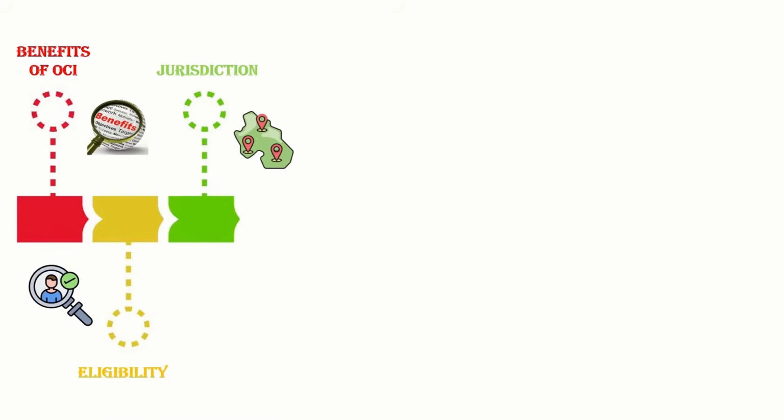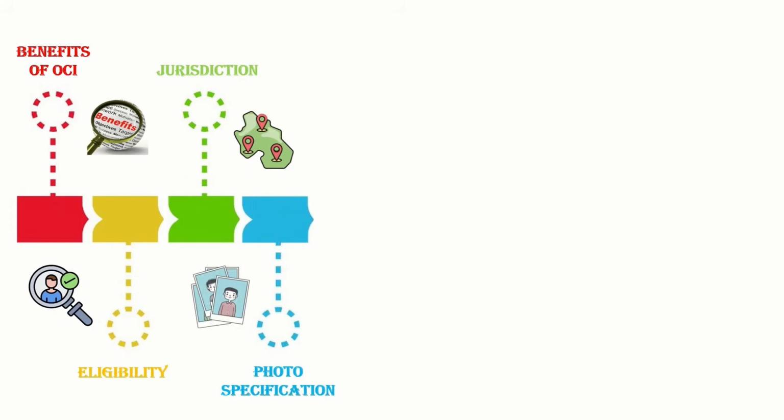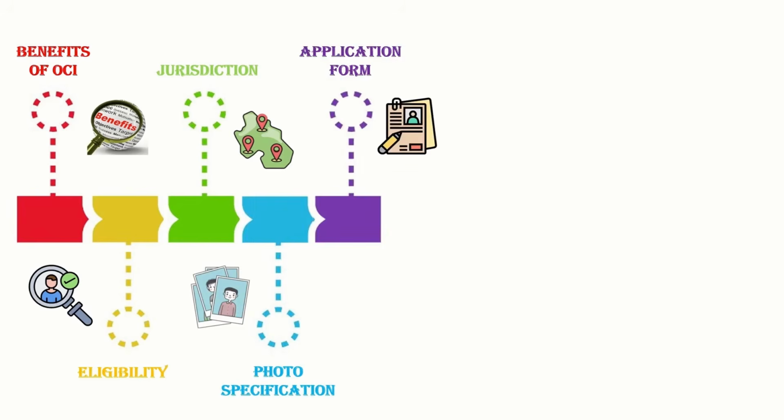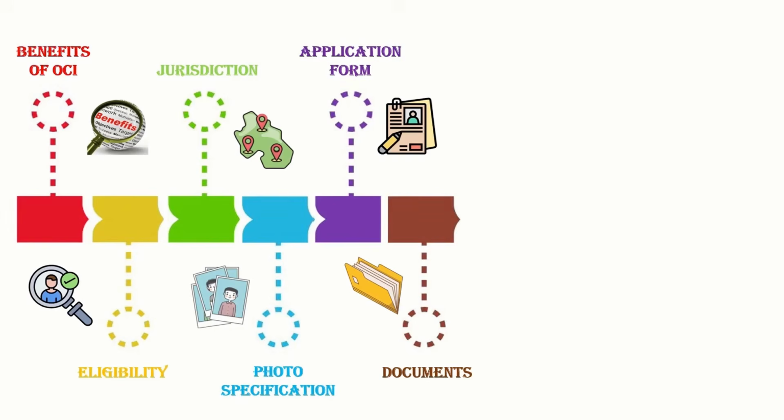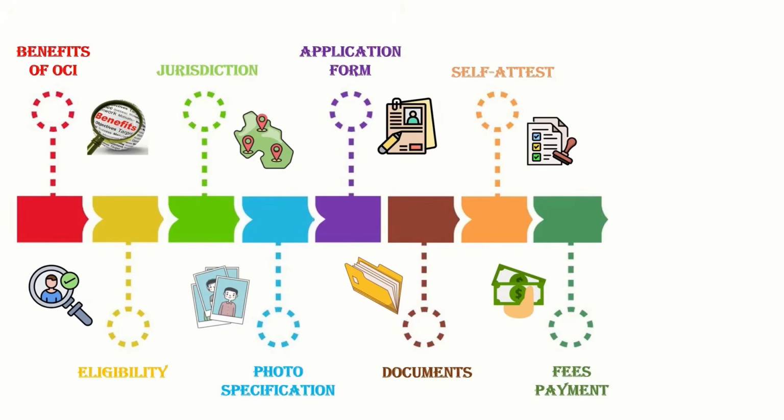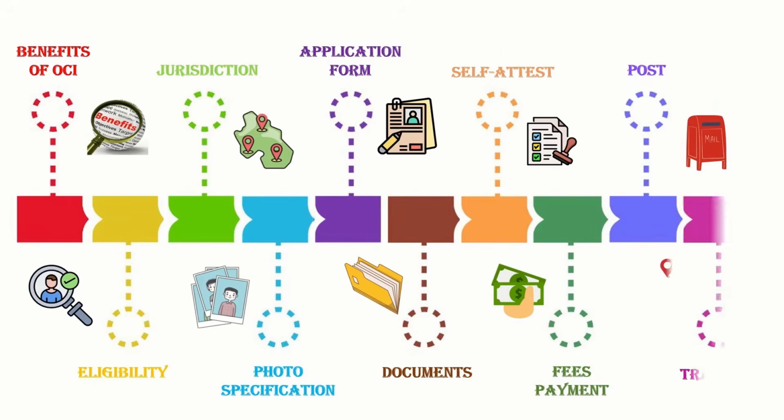I'll also show you how to figure out which Indian consulate has jurisdiction over your U.S. state, so you know where to send your application. You'll learn the photo specifications, how to register and fill out the application form online, and exactly which documents you need to gather. I'll also show you how to self-attest your documents properly, how to pay the application fee, and how to mail your completed package to VFS Global. Finally, I'll explain how to track your OCI application once it's been submitted.